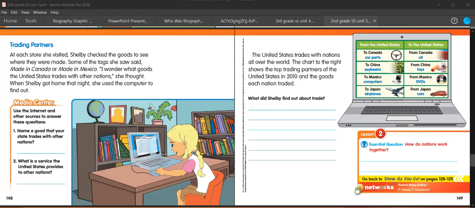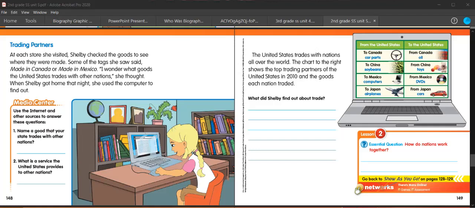Now, for the Media Center questions on page 148, you can go ahead and have a parent help you look these up online. Name a good that your state trades with other nations. So something that comes from California that goes to other places. And what is a service that the United States provides to other nations? And then on page 149, what did Shelby find out about trade? So tell me in your own words what she learned about trade and how it works.